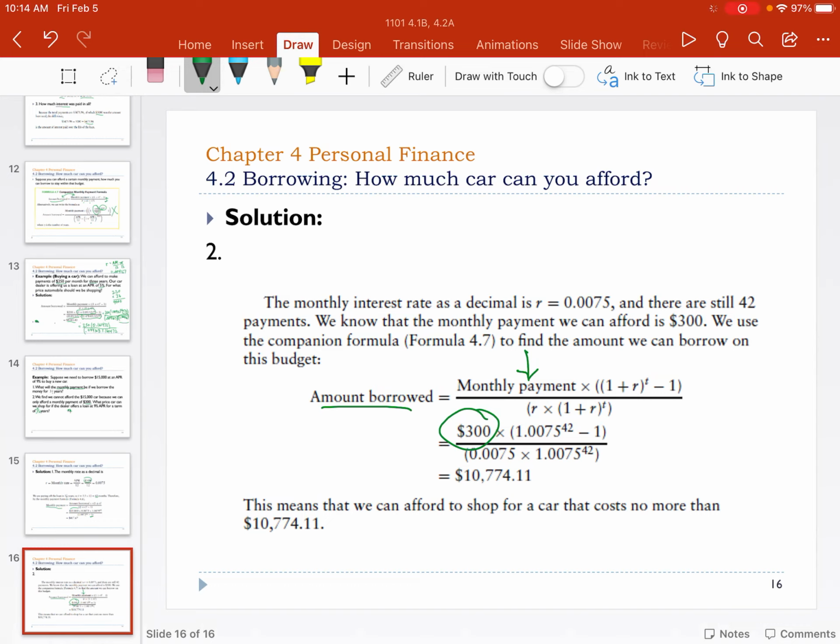Let's go ahead and pick some of these numbers. 1 plus R to the T, 1.0075, raise that to the 42 power. Let's just see what that is. 1.0075 y to the x, 42, equals, and that's about a 1.36, etc.